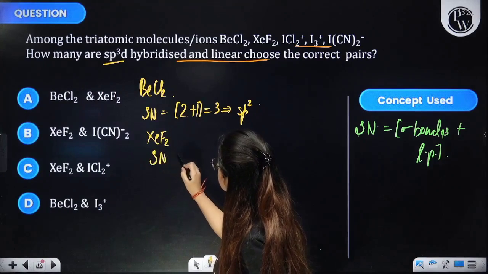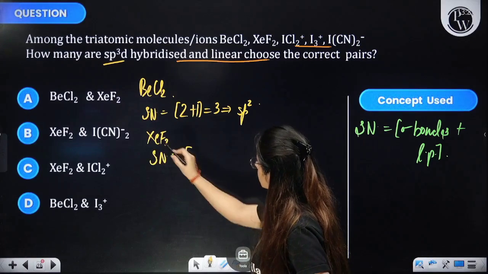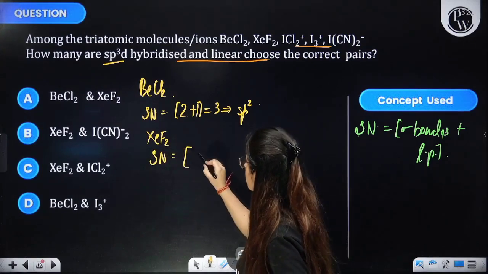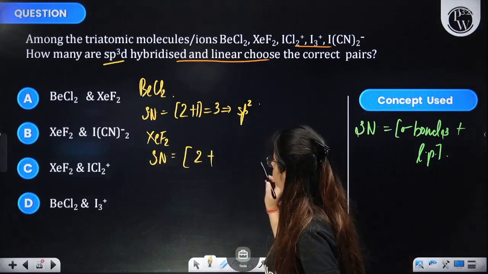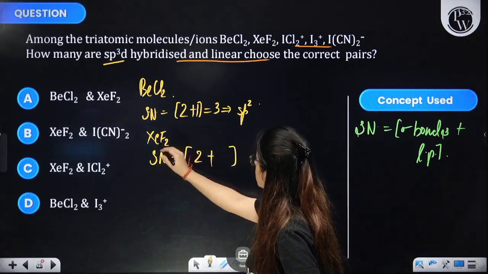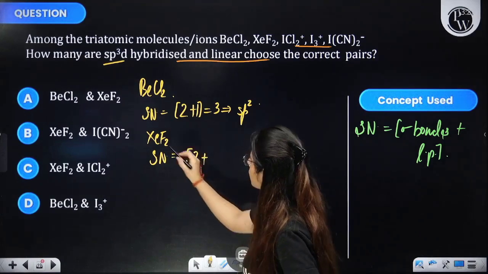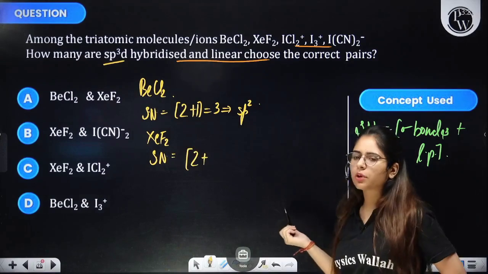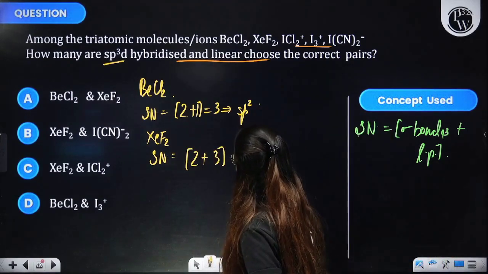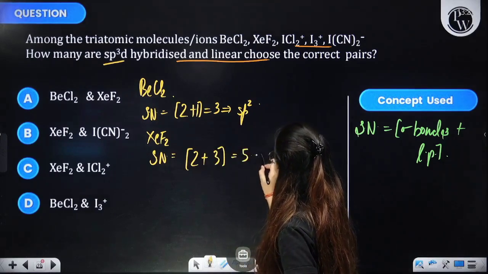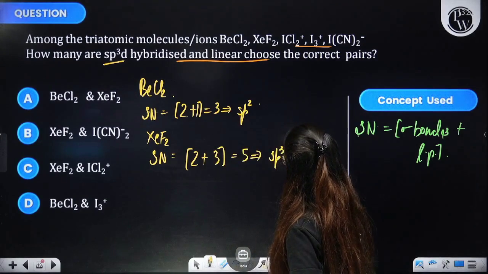Let's find the steric number again. For this, xenon has 2 sigma bonds with fluorine, and then the number of lone pairs will be 3, and hence 5 will be the steric number. For this, hybridization will be sp3d.